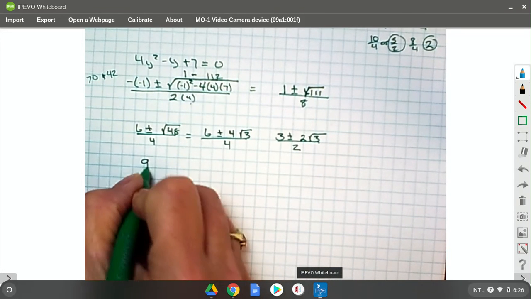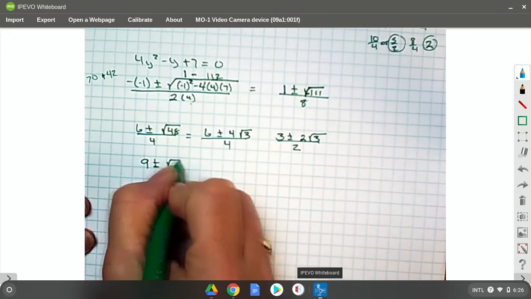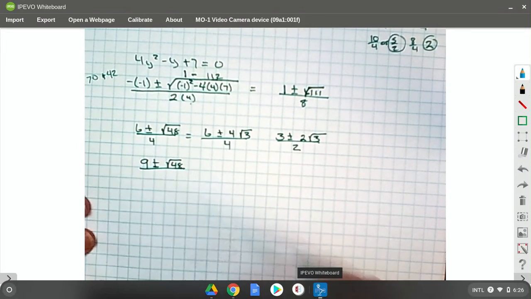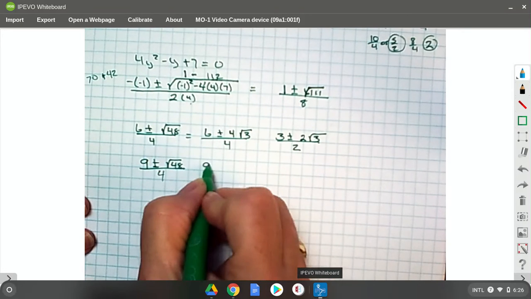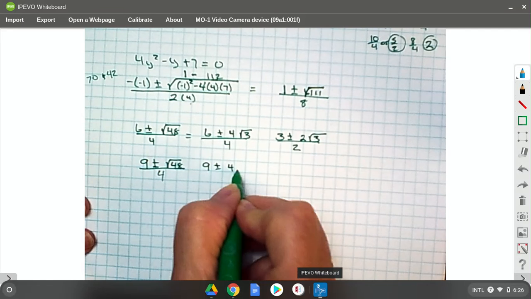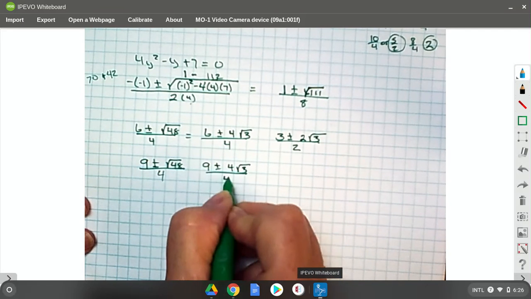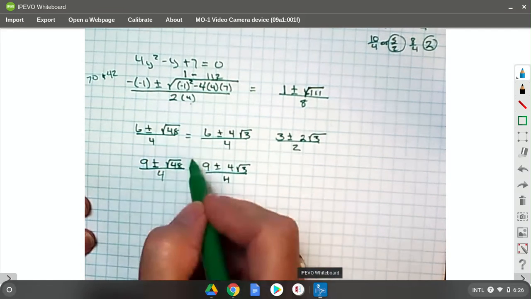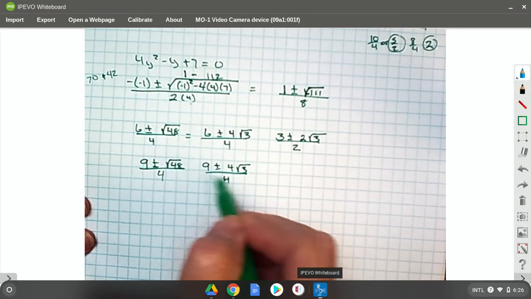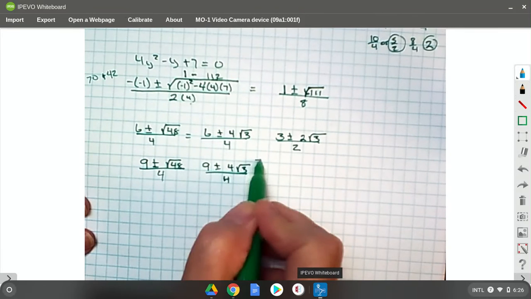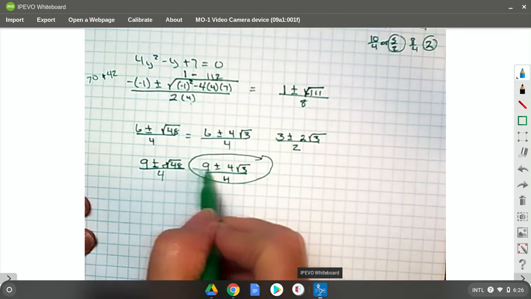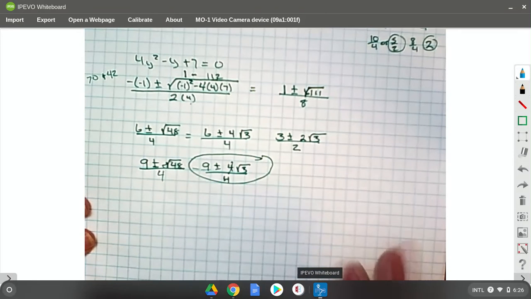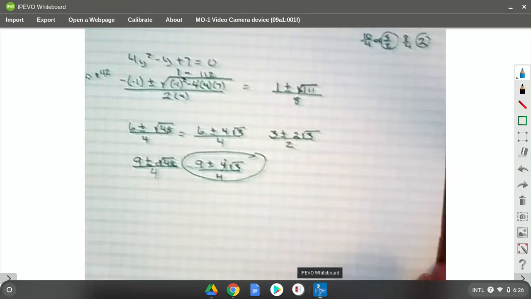Sometimes, what if I had 9 plus or minus the square root of 48 over 4? Well, that would have reduced here, but because it doesn't go out of all 3 of them, then it cannot reduce at all. It is simplified. This would be your final answer. You can't reduce just part of it. It has to come out of all 3.